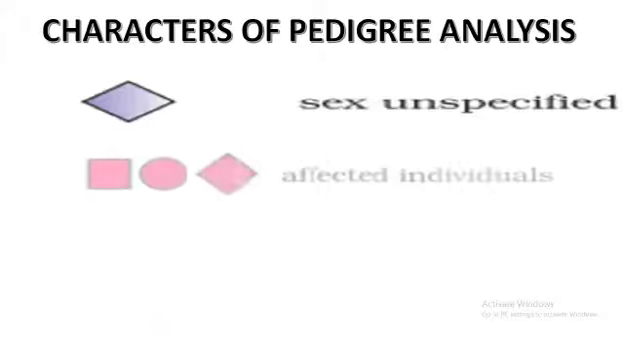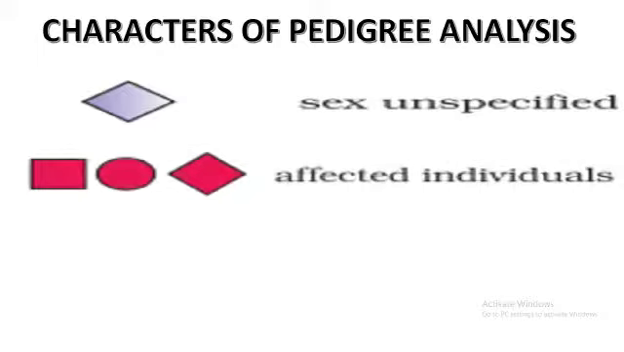The third symbol used is the rhombus, again unshaded. If you are not using any color, it should be unshaded. It is an individual whose sex is unknown, whether male or female, so we say sex unspecified. So either square or circle or rhombus if it is darkly shaded.